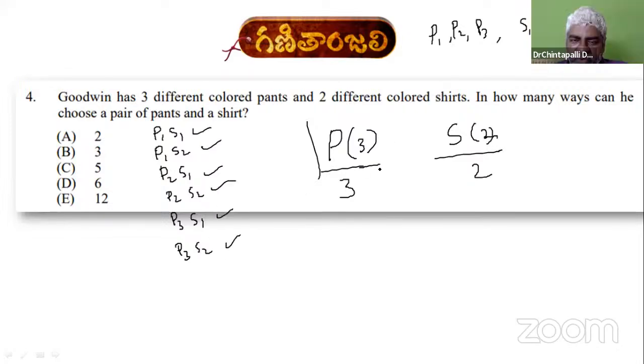If we use the counting principle, the first task can be performed in 3 ways. The second task can be performed in 2 ways. The total number of ways is 3 times 2, which is 6 ways. So the option is D. Option D, 6. Got it? Yes.